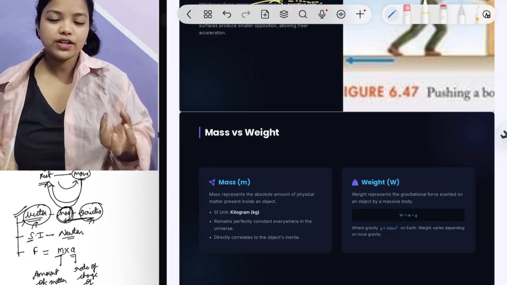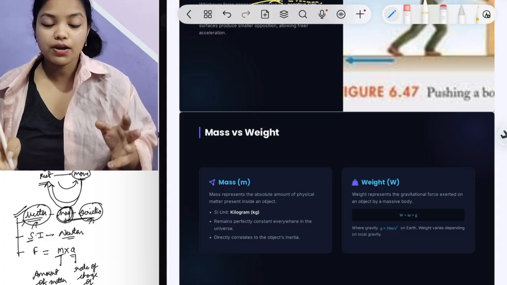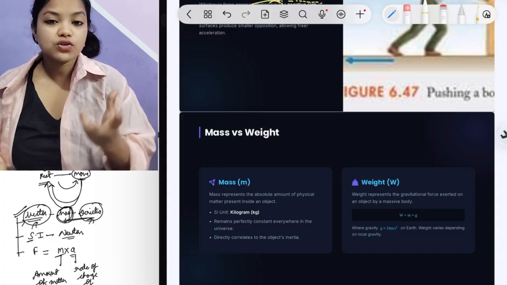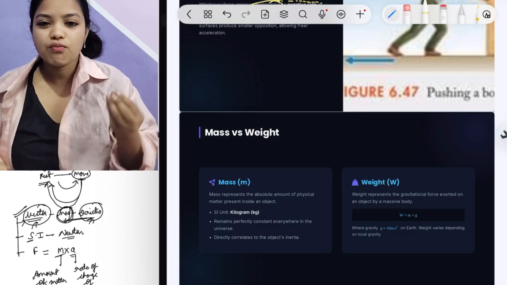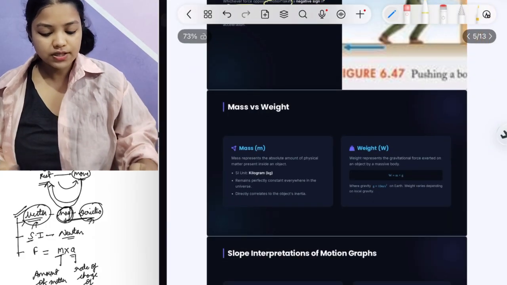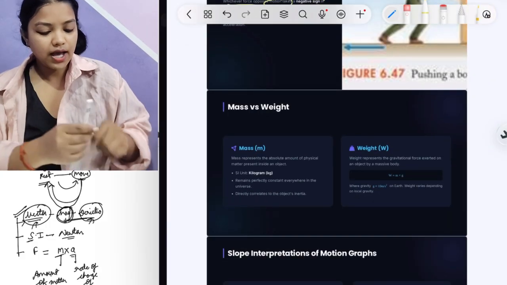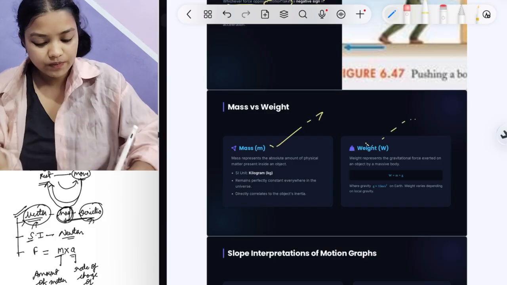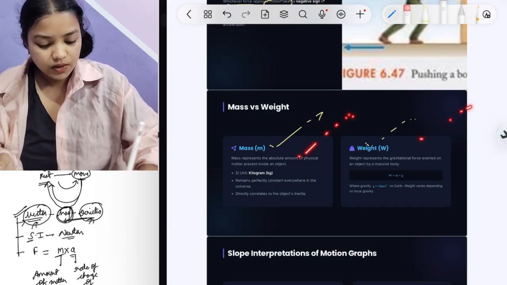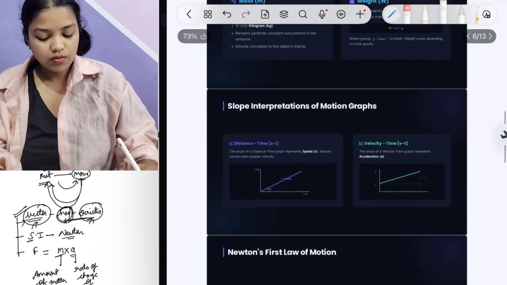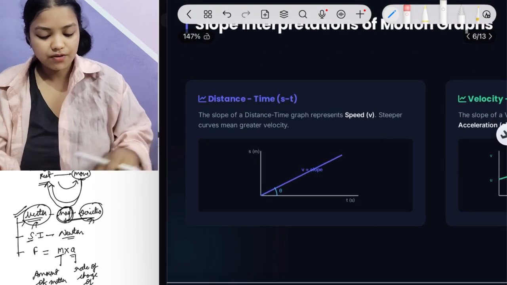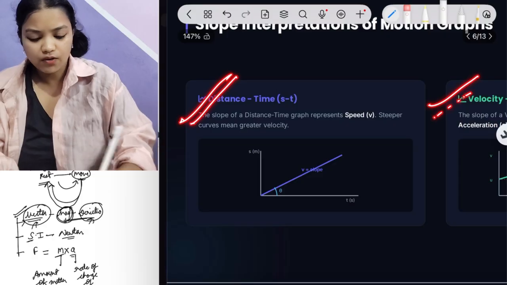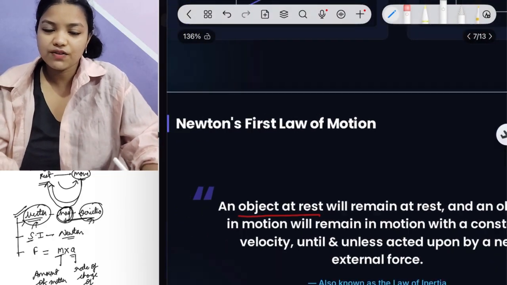It will fall down with the gravity g. Now what will be its weight force? Its weight will be mass into g, the product of mass and g. Is it clear? This is weight. I have cleared this concept till this point. Okay, now this is clear. Now there is the interpretation of motion graph, which we have already studied in the previous chapter.